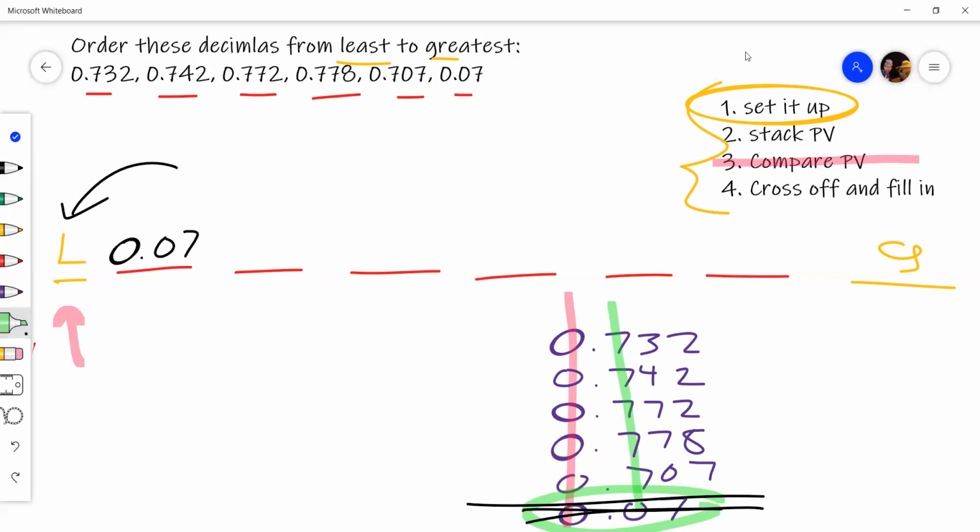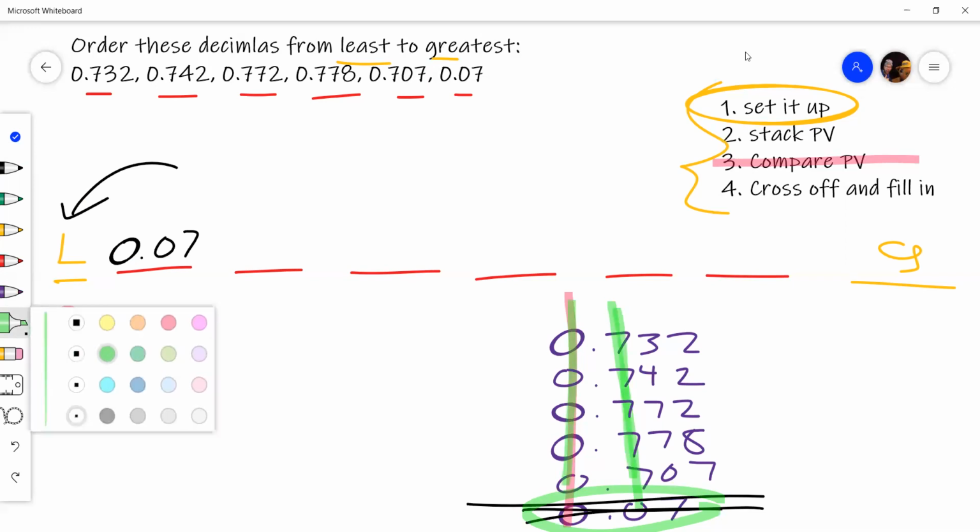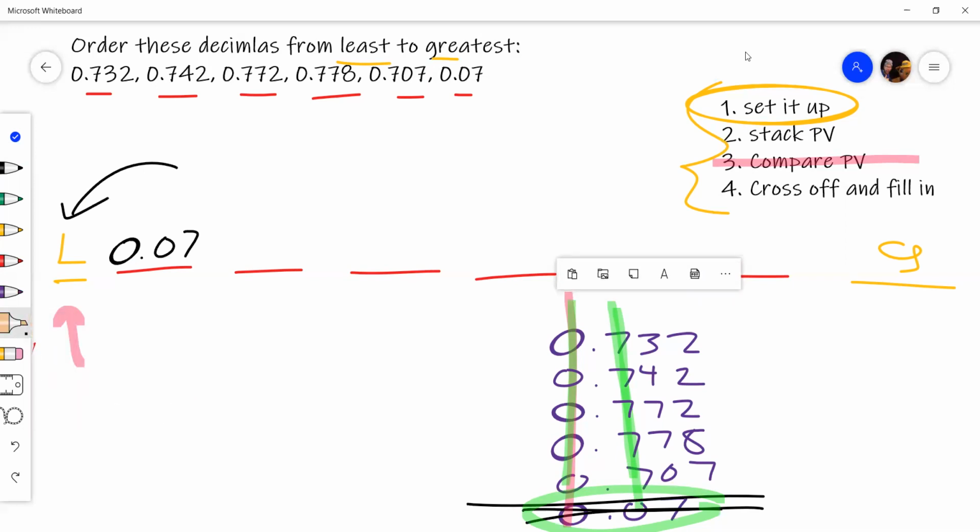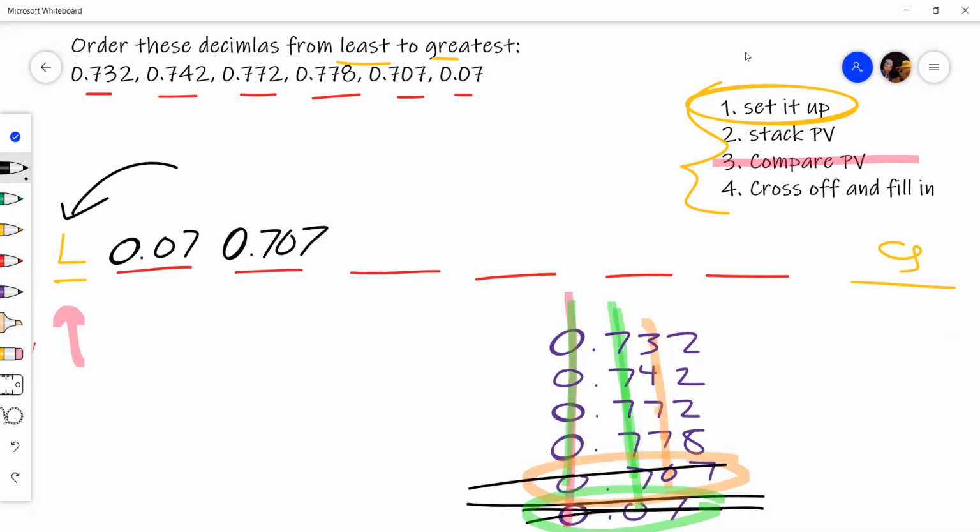Now we come back. Again, we have a bunch of zeros in the ones place and a bunch of 7s in the tenths place, so they're all the same. So I'm going to look over in the hundredths place. Again, I'm looking for the least. I have a 3, 4, 7, 7, 0. So 0, this one right here, that's the least. So that's the next one. That was 707 thousandths. So these two are gone.